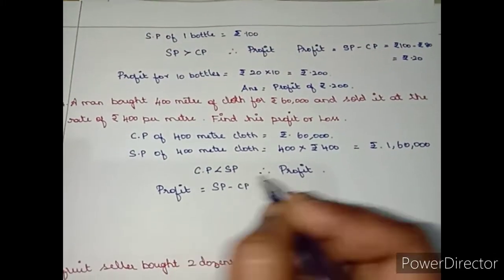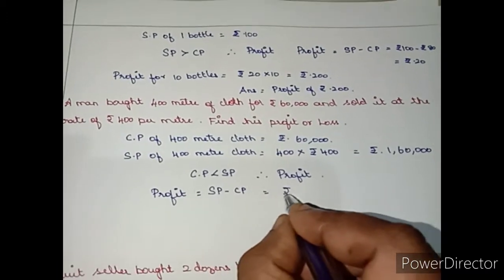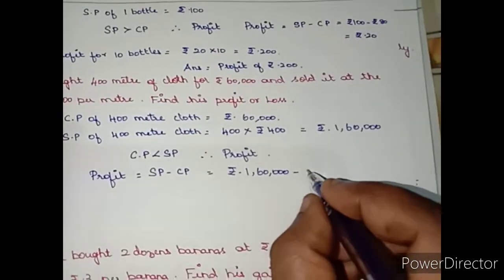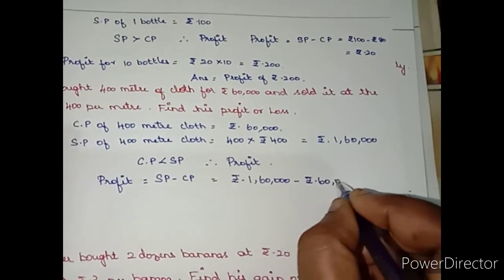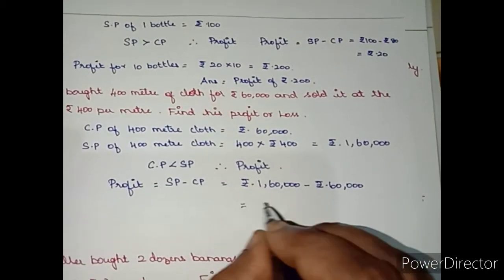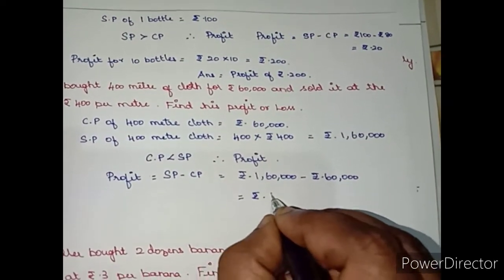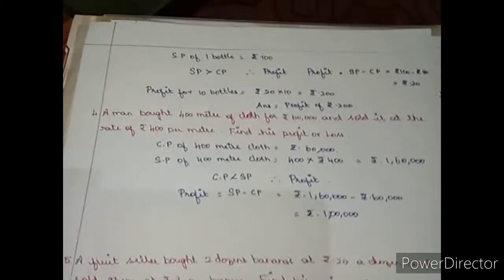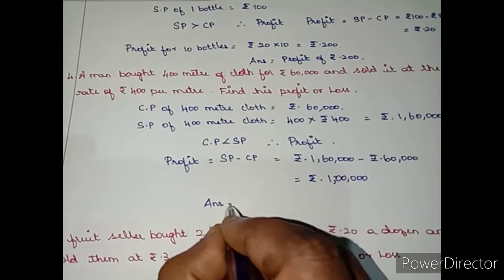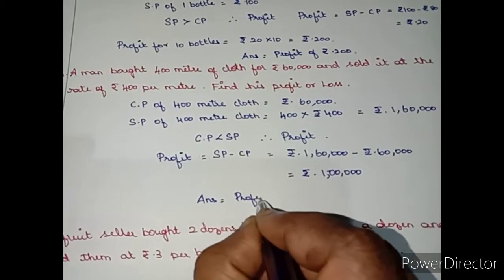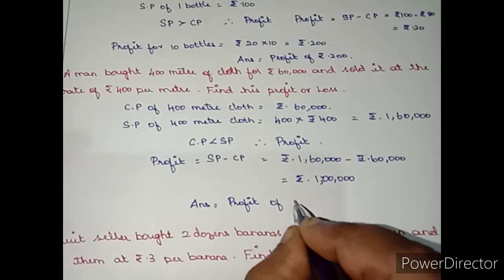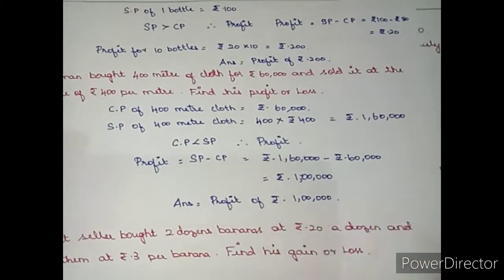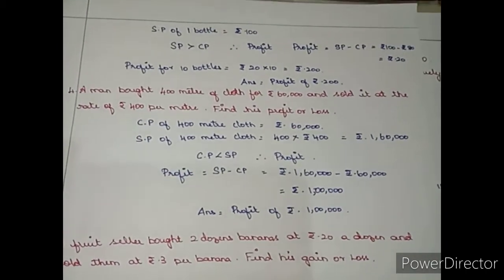SP minus CP. That is rupees 1,60,000 minus rupees 60,000. So what is the profit he has got? 1 lakh rupees he has got as profit. So what is the answer? So answer is profit of rupees 1 lakh. Okay. So next question.